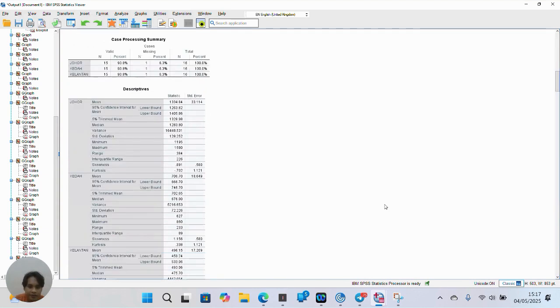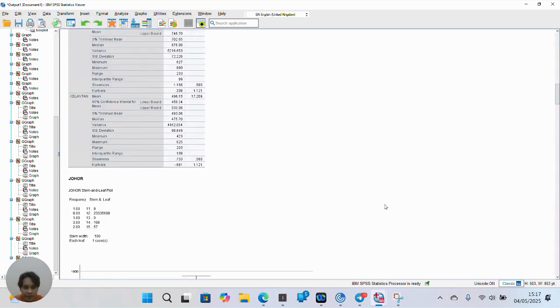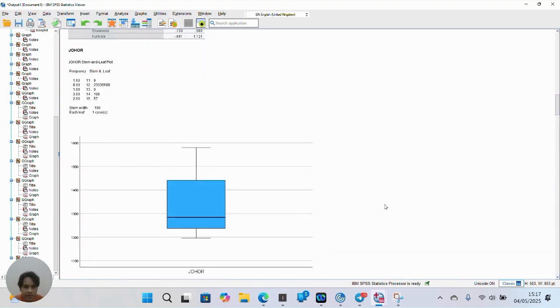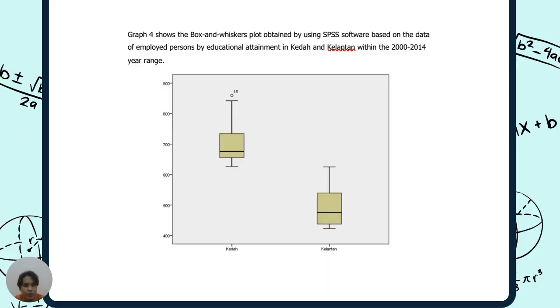Okay, moving on to our next part, which is comparing the two box and whisker plots. Using special software, we obtain the employed person educational attainment in Kedah and Kelantan. To compare these both, we can see that Kedah, the left one, shows a higher median and possibly a wider range of employment based on educational attainment compared to Kelantan. While looking at Kelantan, it has a lower median and possibly a narrower range, indicating less educational attainment among employed persons.